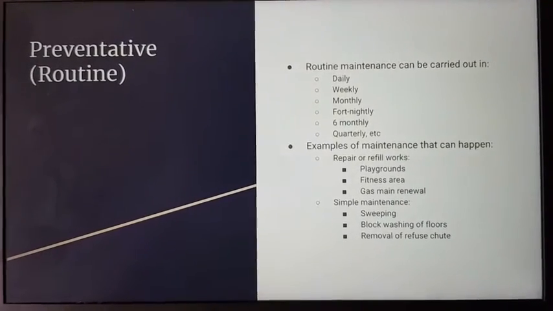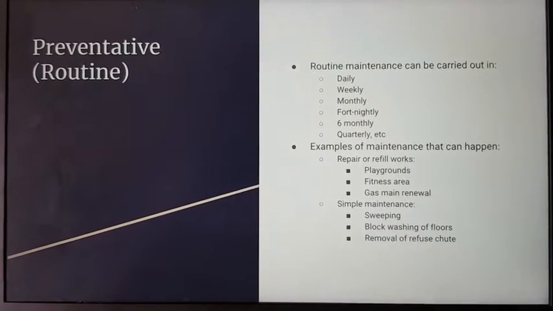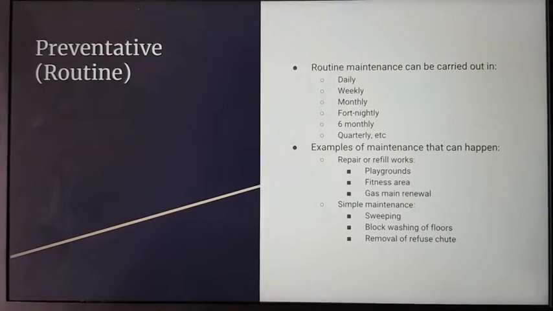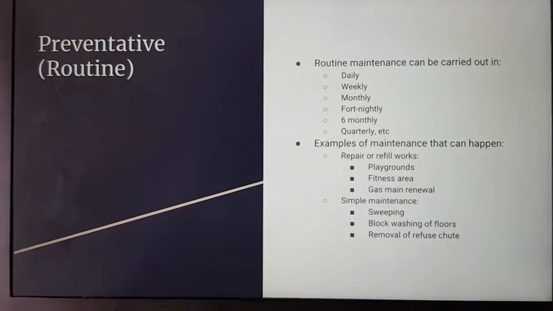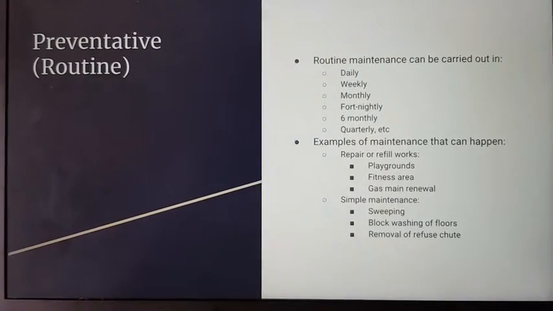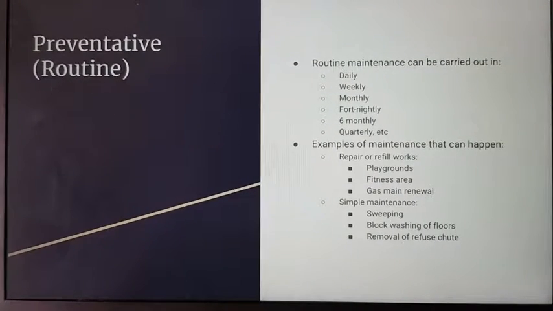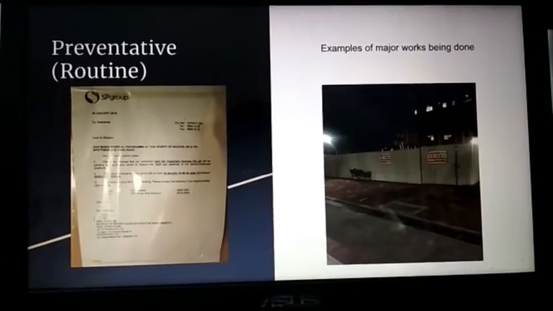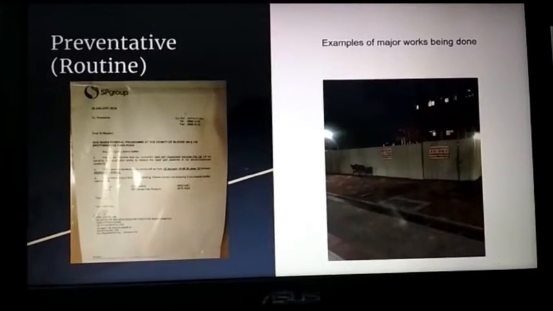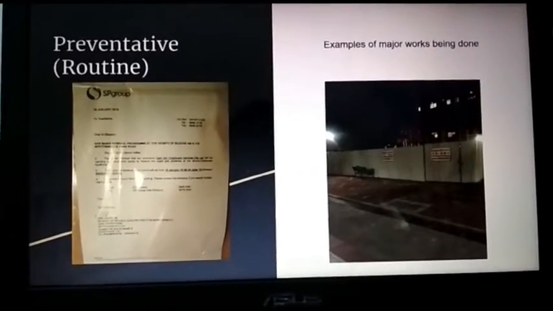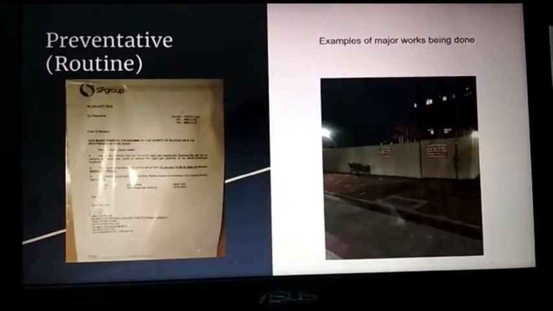Routine maintenance can be carried out daily, weekly, fortnightly, monthly, quarterly, six-monthly, and so on. Examples of such maintenance are the repair or refill works at playgrounds and fitness areas, and guest room renewal. Simple maintenance includes sweeping, washing of floors, and the removal of refuse. Here are some examples of routine maintenance. Our maintenance team puts up notices to notify the tenants about our maintenance work, and we build a barrier at the maintenance area so that the tenants will not go nearby and get any injuries.